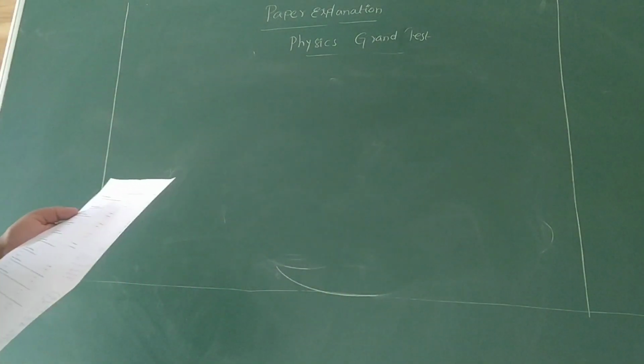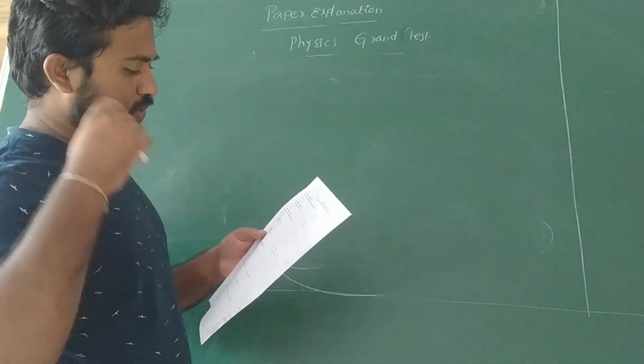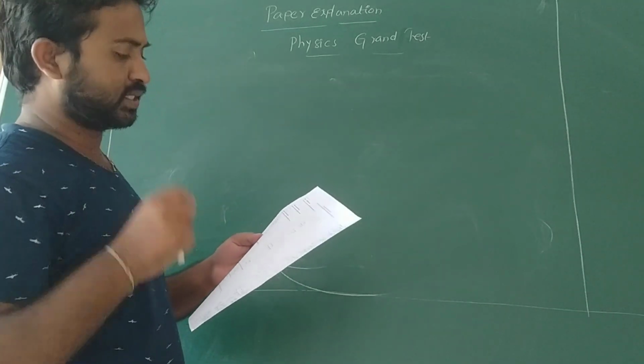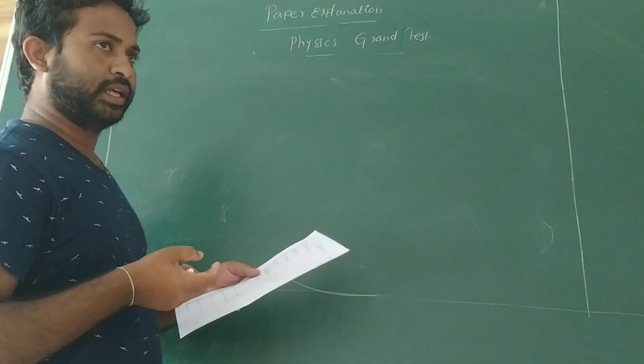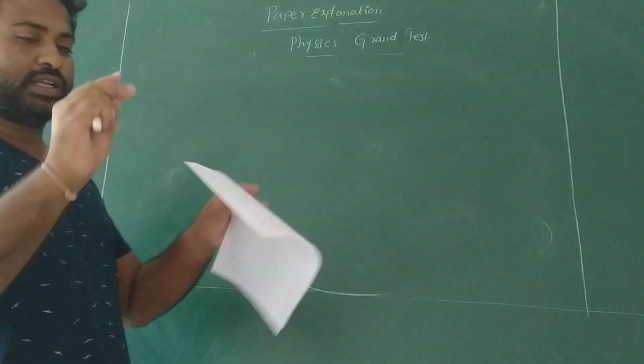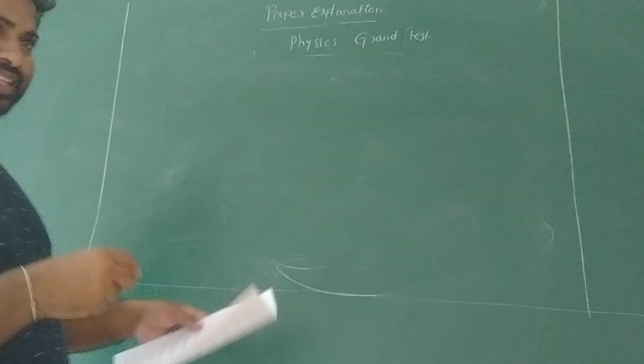Yes. Next, it's a direct question. What is the unit for measuring the amplitude of sound? The options are coulomb, which means charge, cycles, which means frequency, and decibel. So the SI unit of sound is decibel.